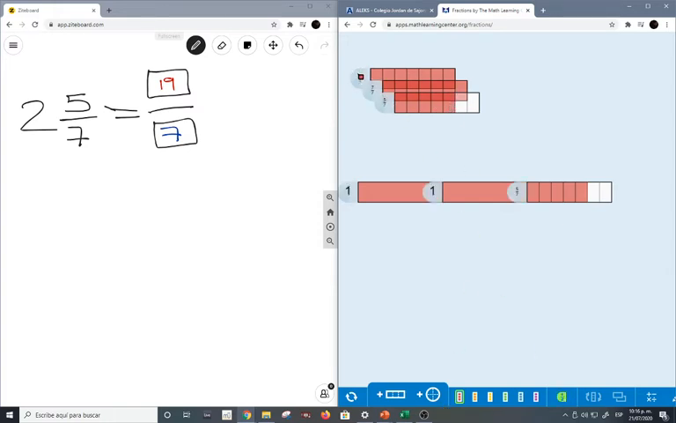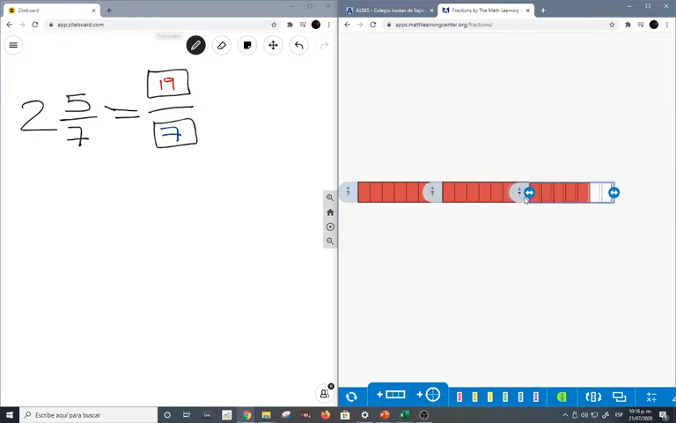And look what happens if I put them together. It is exactly the same. The colored part occupies the same exact region, so these actually are the same number.